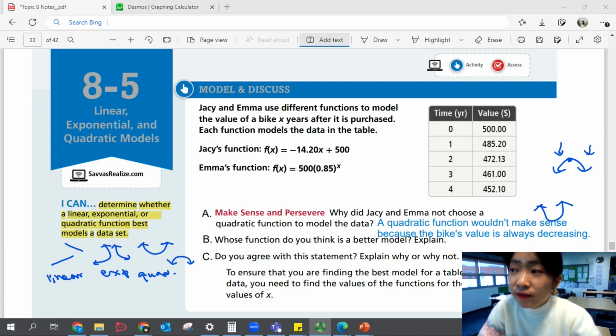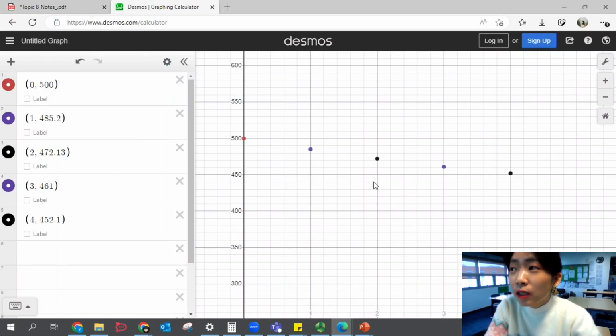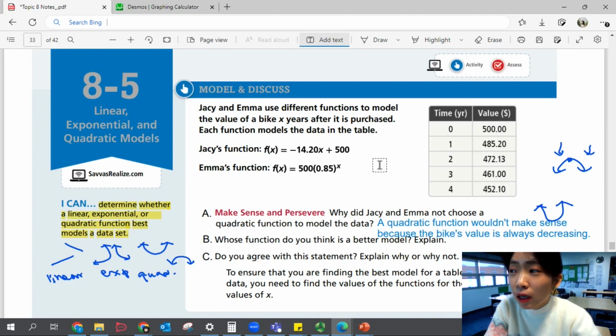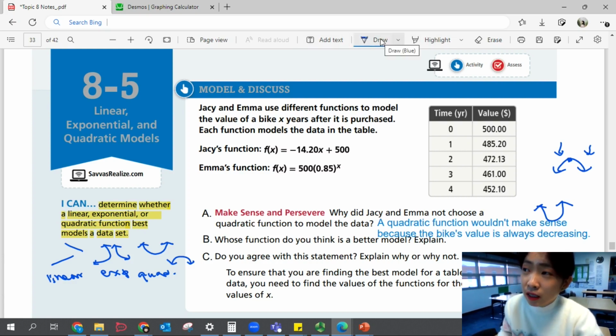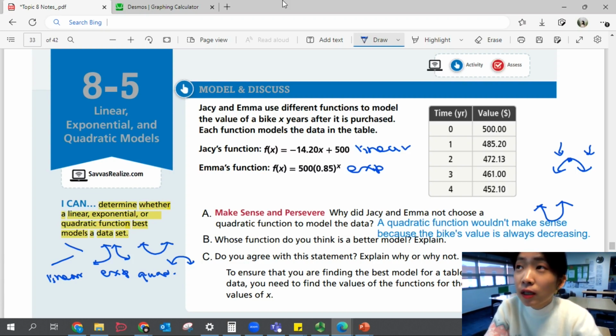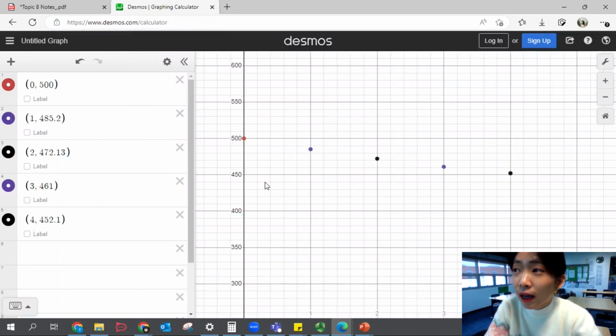All right, part B, whose function do you think is a better model? Explain. We already talked about it. But whoever has a linear function would be a better model. Okay, so just by looking at their types of equation, we know Emma's function is exponential and JC's is linear, right? So that's exponential, that's linear. So we know JC will have a better model because it stays closer to data points when you graph a straight line. Okay.